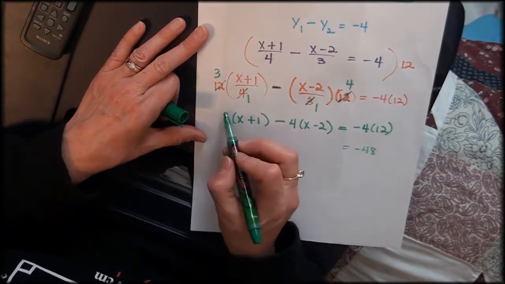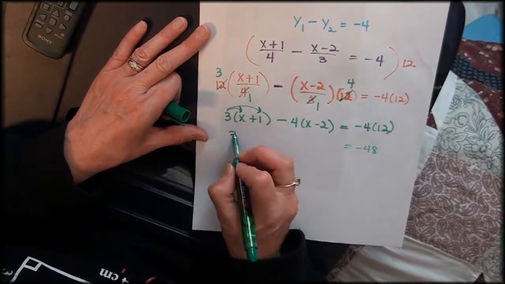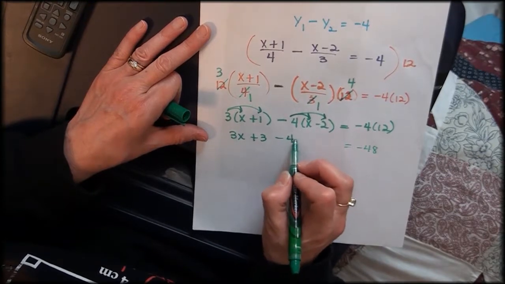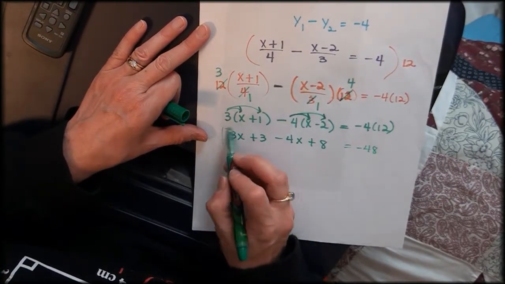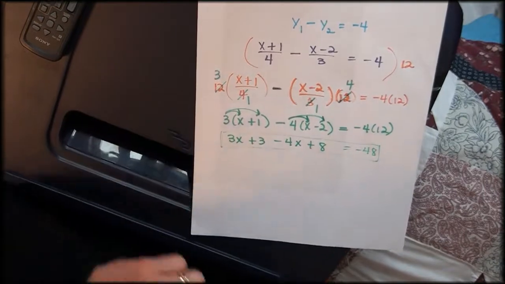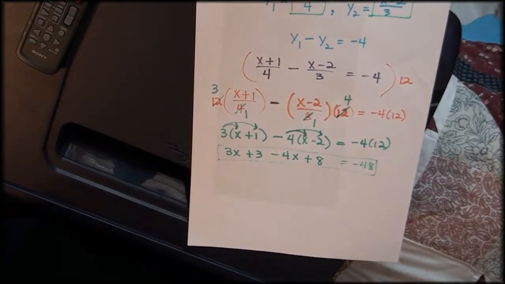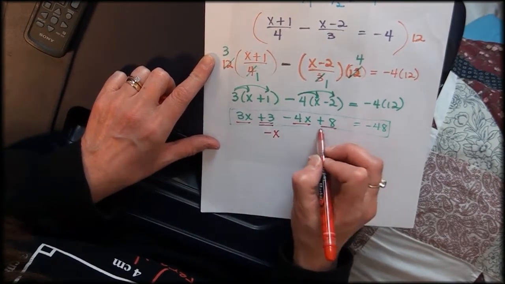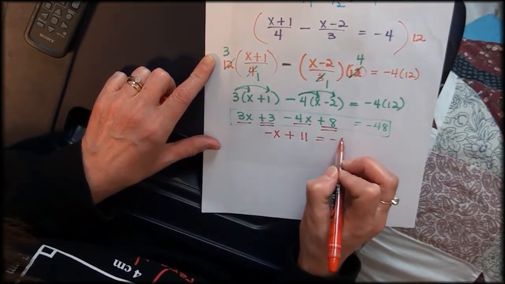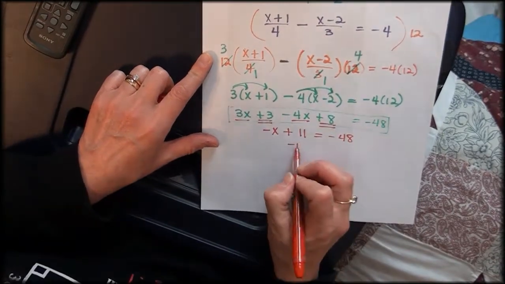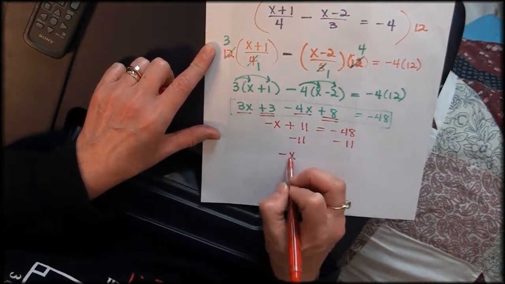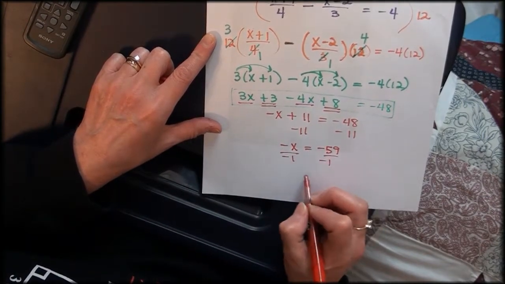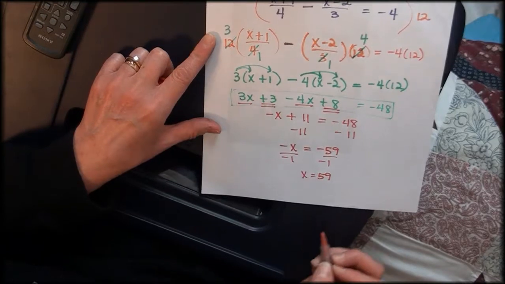And here I know that all I have to do is distribute through 3x plus 3, distribute through negative 4x plus 8. Very simple equation to solve. Collect up all those like terms. 3x minus 4x is a negative x. 3 plus 8 is 11. And now to solve that, simply subtract the 11. Negative x equals a negative 59. Divide by that negative 1. x is going to be a positive 59 here.